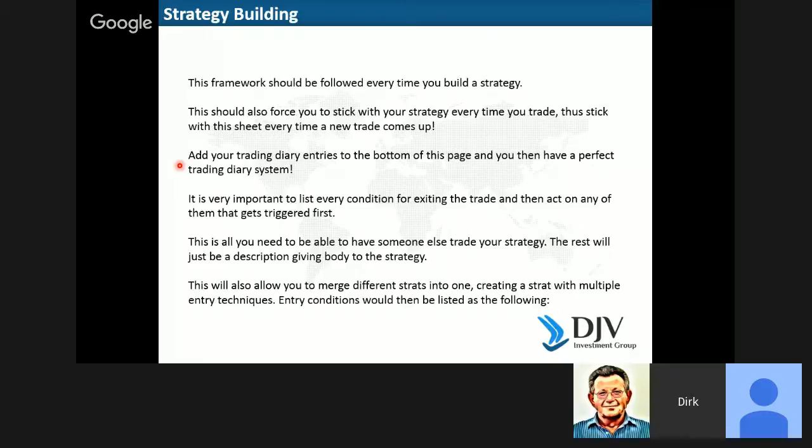The perfect tool to make sure that you don't fall prey to the emotional side. It's going to be very important to list every single condition for entering and exiting the trade.